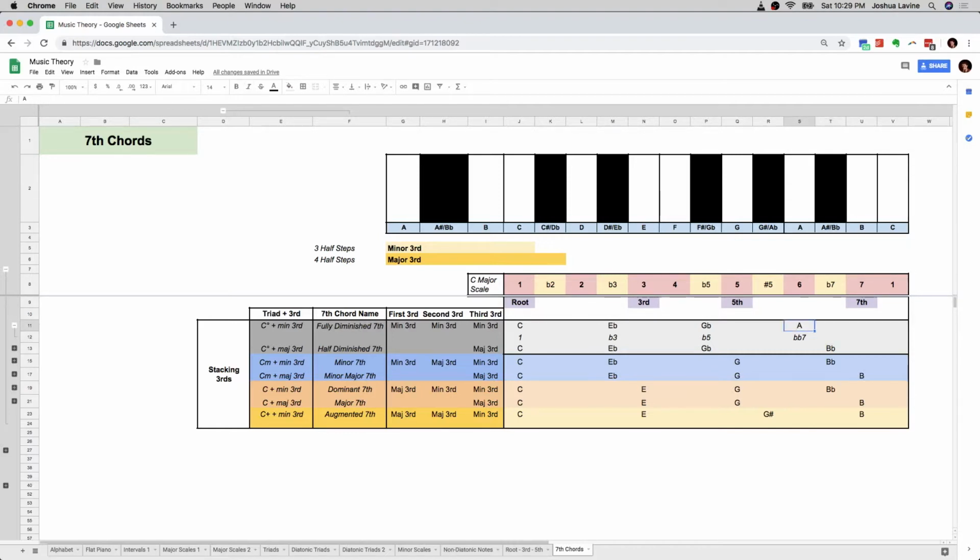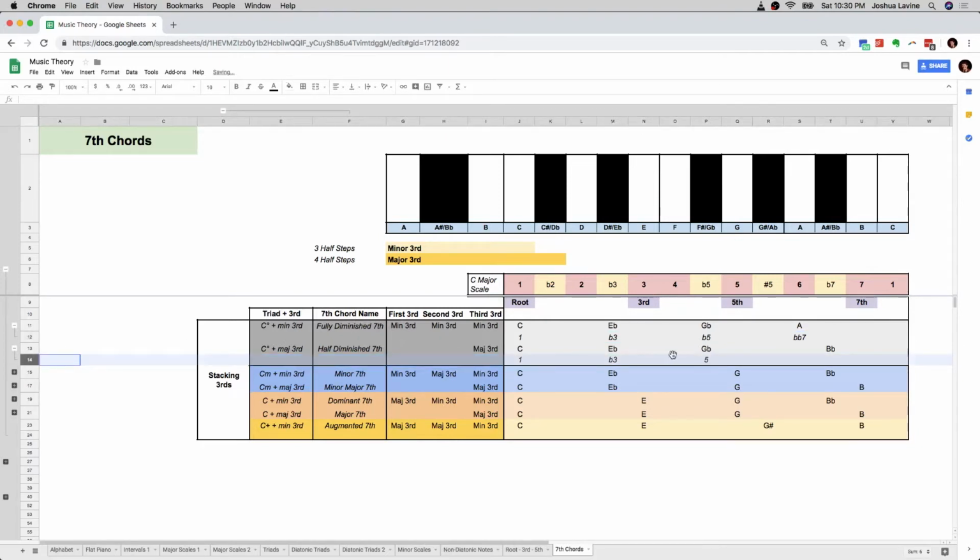So here we have the A is a double flat 7, and the 1, flat 3, flat 5, double flat 7, that is how we define a fully diminished 7th. Next, looks like I made the same mistake here. We have the 1, the flat 3, the flat 5, and what is this going to be called? Well, it's just a normal flat 7.